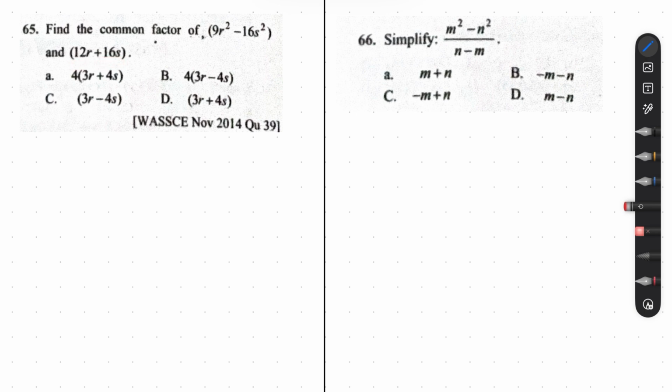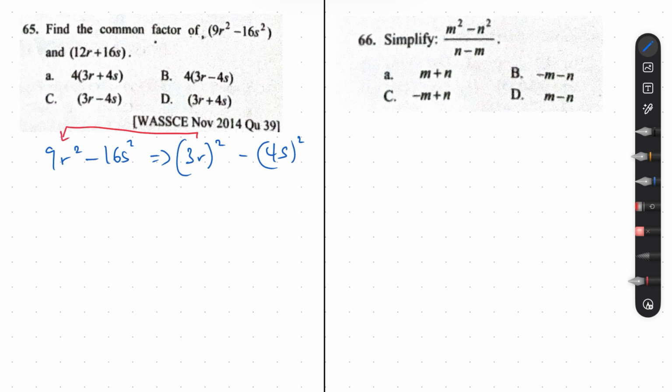So what we do is we first find the factors of this and also the factors of this, and then we compare which one is common. Okay, so let's do the first one, which is 9r squared minus 16s squared. And this is the same as 3r squared, okay, minus 4s squared. Because 3r squared is the same as 9r squared, and 16s squared is the same as 4s squared.